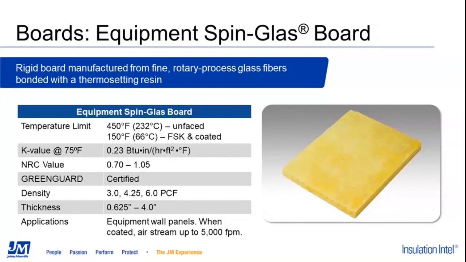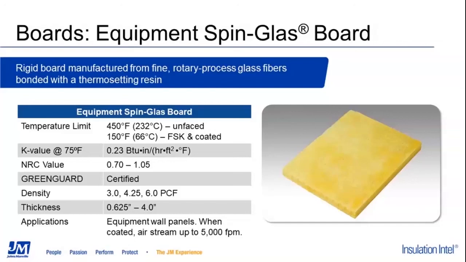We can produce this plain, meaning no facing, inline, of course. We can also inline add an FSK, which stands for foil scrim kraft, and that would be on the bottom side of the board. And we can offline add a black acrylic coating for a black surface.